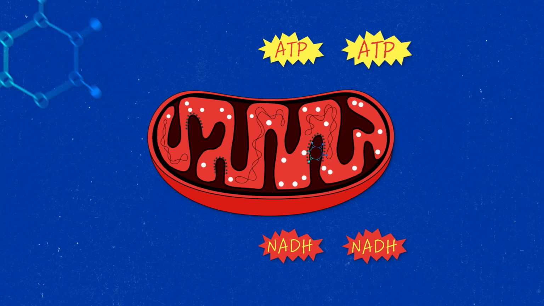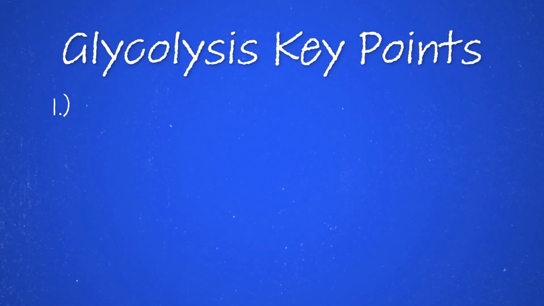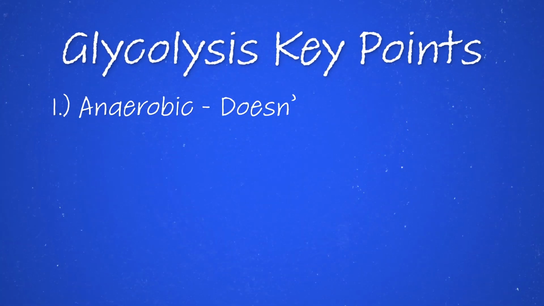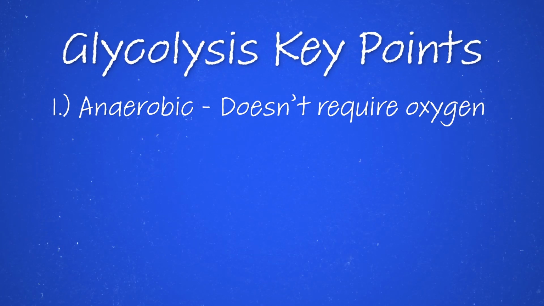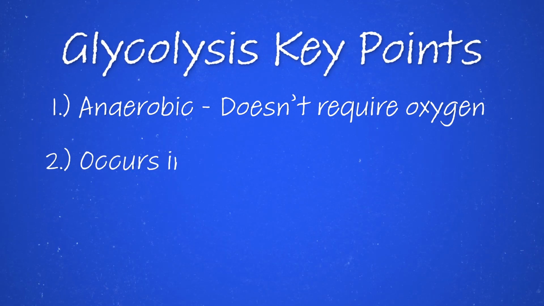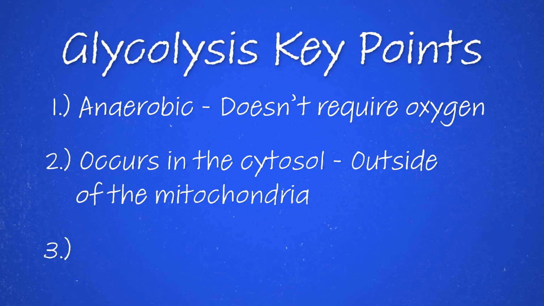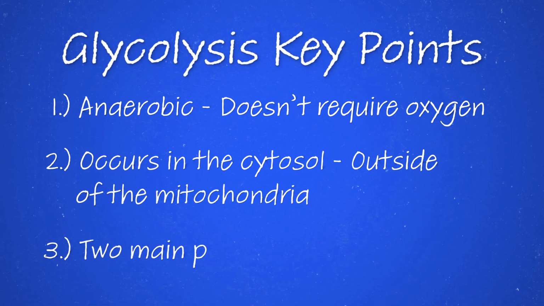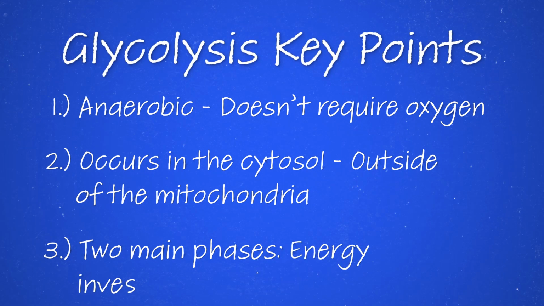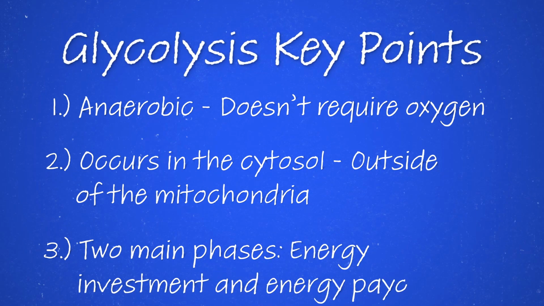Some key points of glycolysis to remember are: 1. It is anaerobic, meaning this process doesn't require oxygen. 2. It takes place in the cytosol, a component of the cytoplasm. And 3. There are 2 main phases of glycolysis, the energy investment phase and the energy payoff phase.